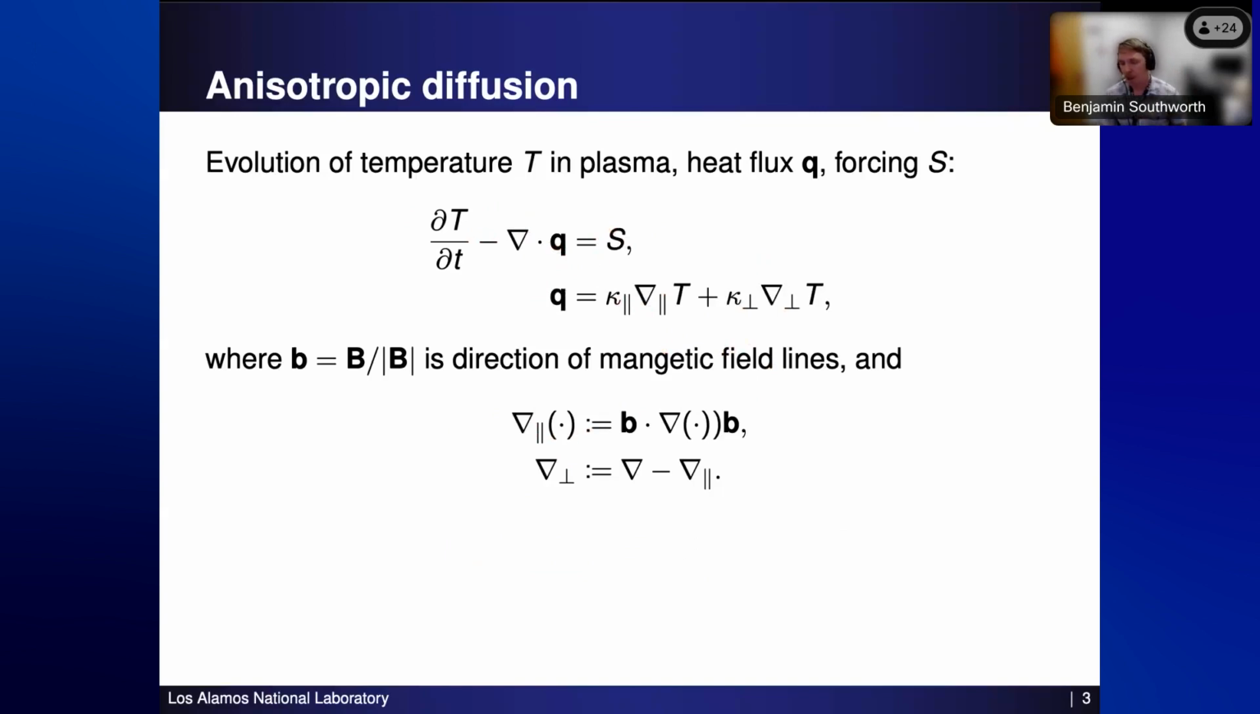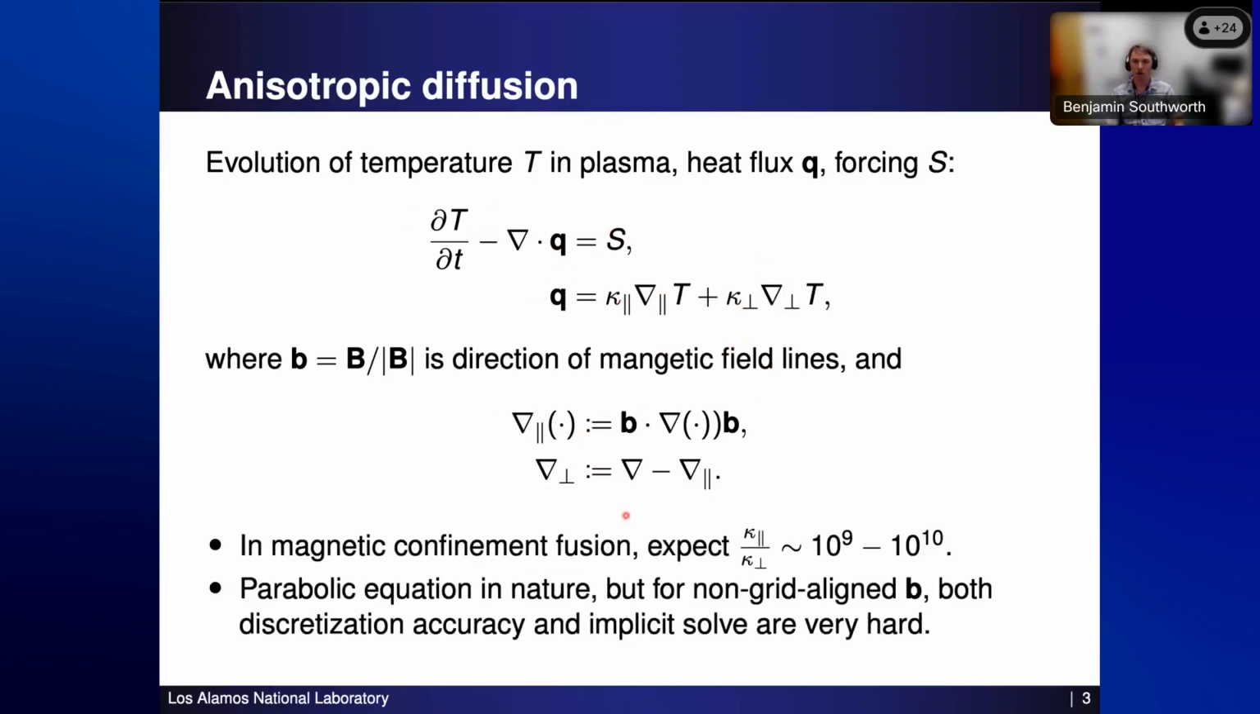Again, this is common. It's still not quite what we're going to use here. We're going to use something similar in what we call... one more slide here, I forgot. When I say extreme anisotropy in the context of magnetic confinement fusion, it's really big. So the ratio is like 10^9 to 10^10 in terms of the ratio of conductivities in the direction of the magnetic field versus orthogonal.